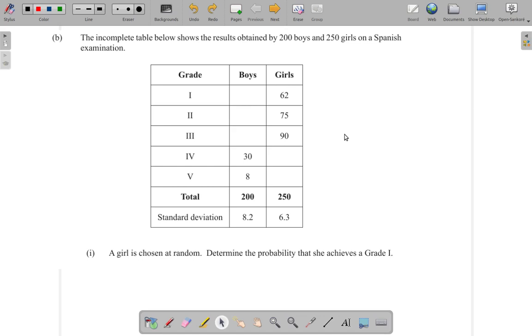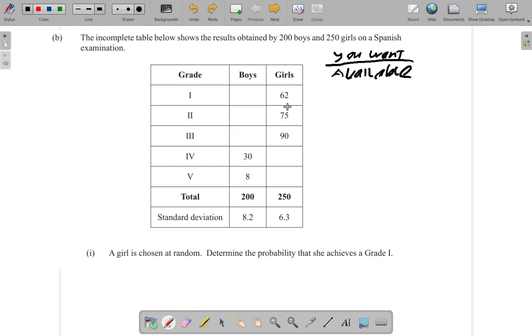All right. So remember, probability, one way to look at it, is the total number of items that you're interested in, the number that you want, over the total available. Now, what you're looking particularly to choose is a girl who achieves a grade 1.